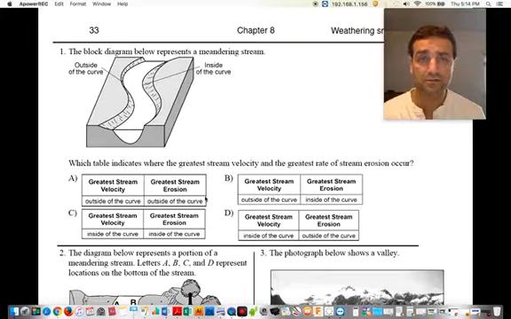I think the answer is A. Outside is the greatest stream velocity. And the greatest stream erosion is where it's the fastest, so that's also the outside of the curve. More erosion and faster moving water here. Greater stream velocity, greater erosion, both on the outside. Answer is A. Okay, the answer is A.